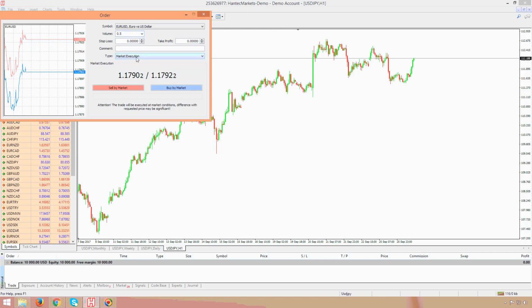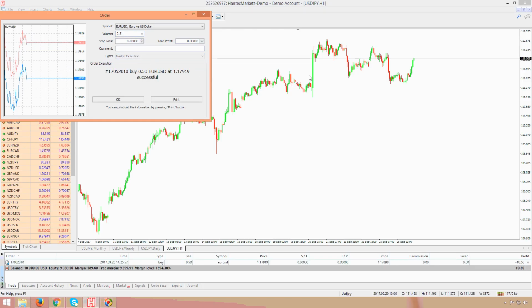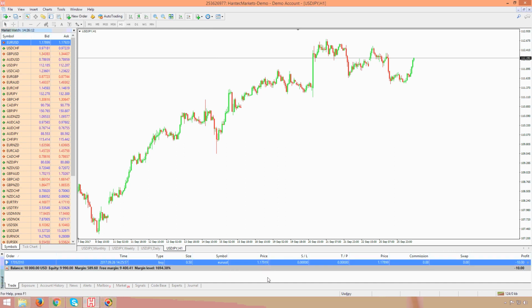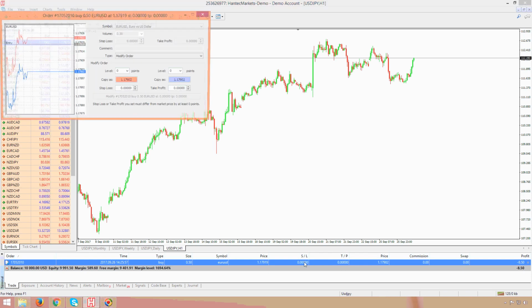Market execution. If you buy it at market, the broker automatically fills it at market and then you click OK. We bought 0.5 lots or half a lot of Euro US dollars at 1.1791.9, and these are the stop loss and the take profit. So one order was to enter at market and the other was to set your stop loss.